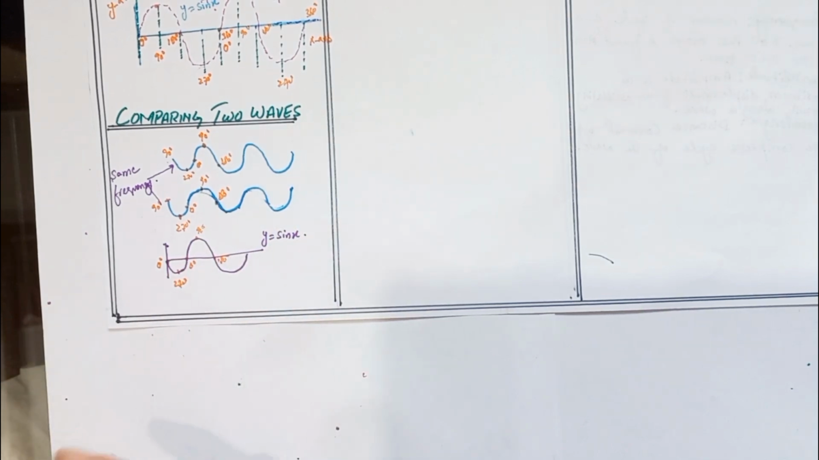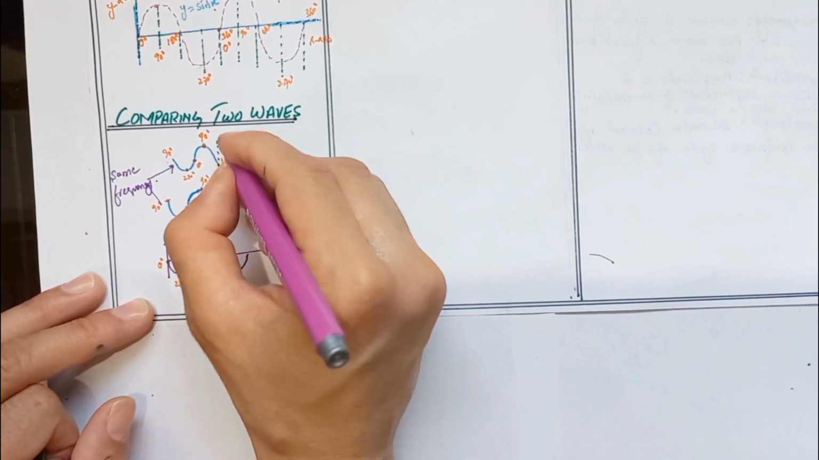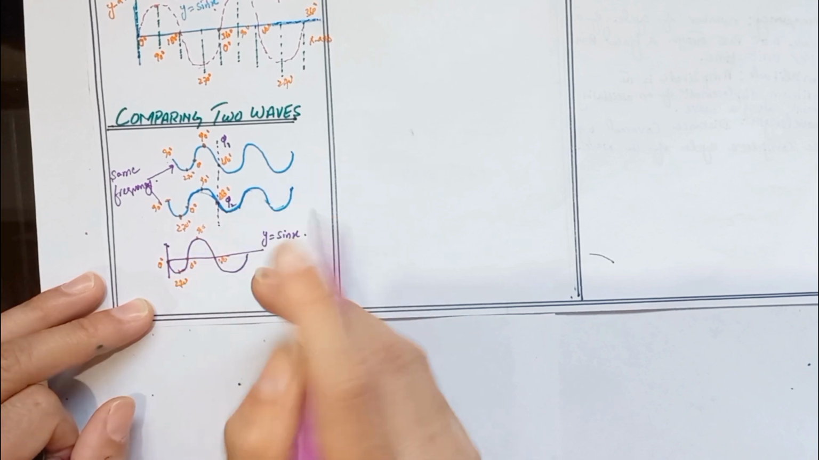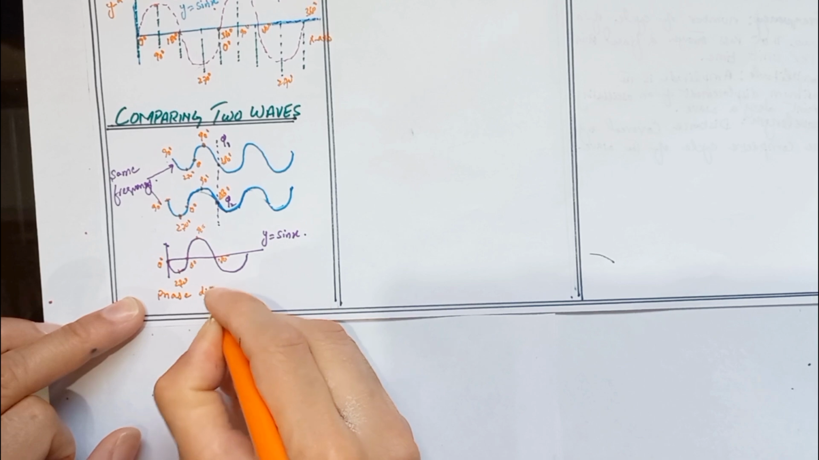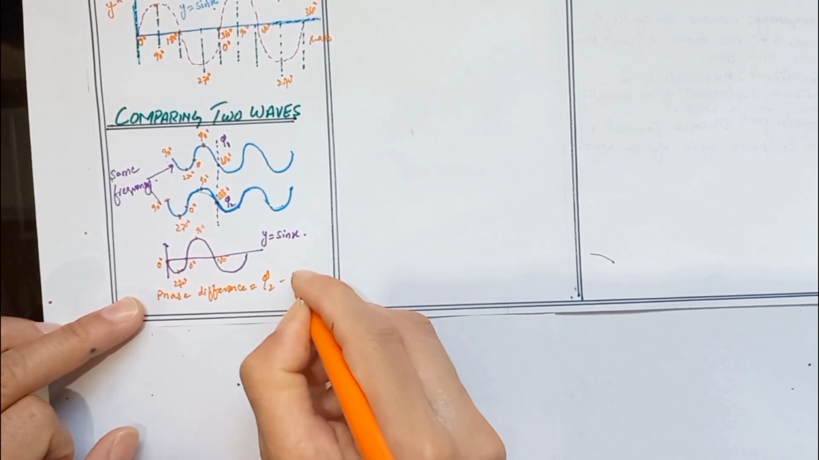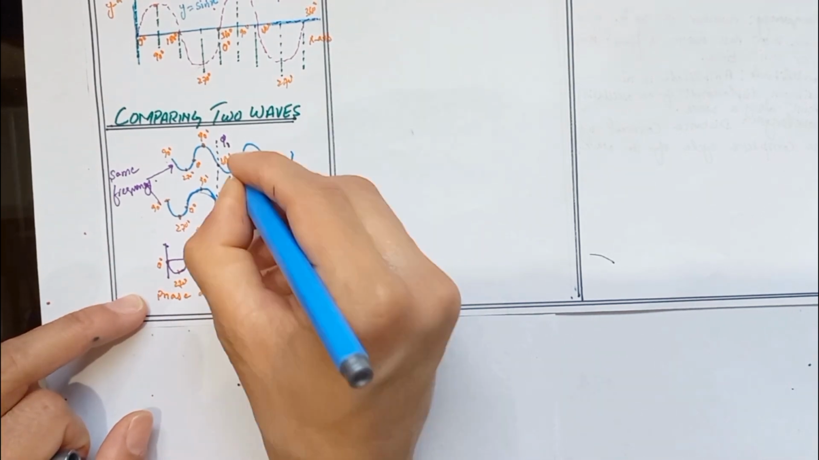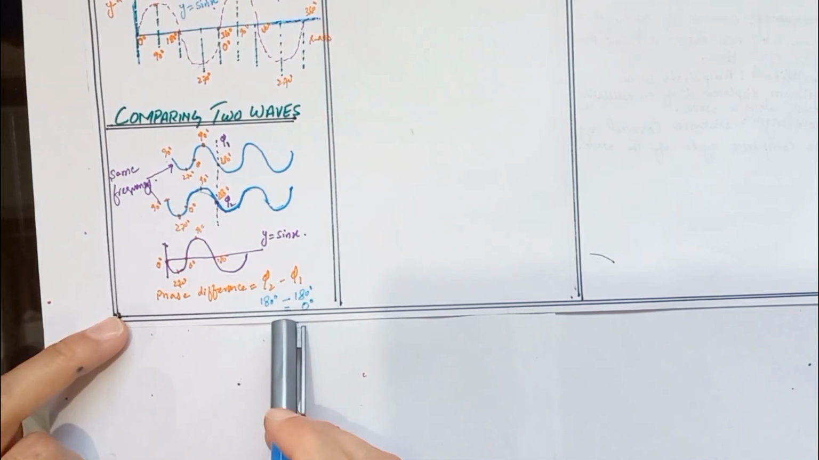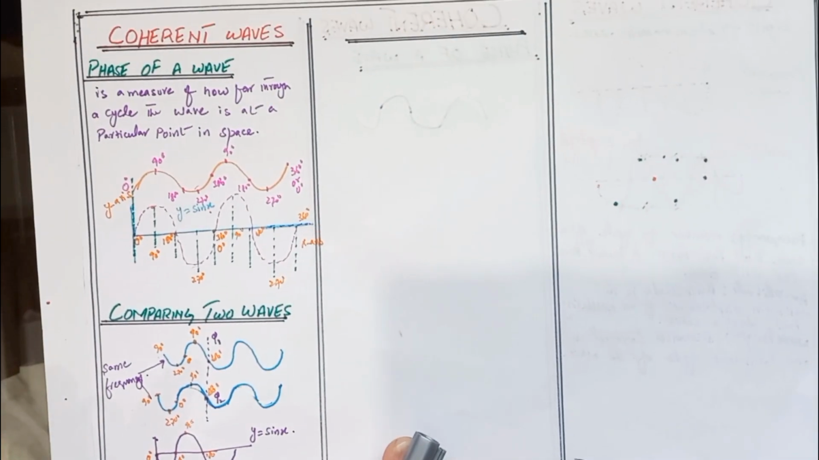So if we find the phase of the wave at a particular point, let's say the phase of the wave at this point is defined by phi subscript 1, and the phase at this point is defined by phi subscript 2. So we can define the phase difference as phi 2 minus phi 1. At this point the phase is 180 degree, and at this point the phase is 180 degree, so the phase difference is equal to 0 degree. In this way, we can find the phase of the wave by comparing the two waves. This is all about the phase of a wave.